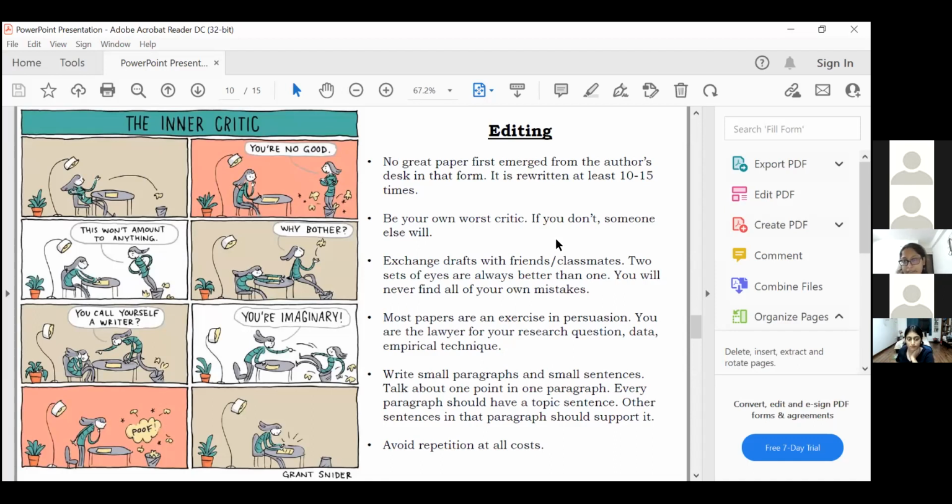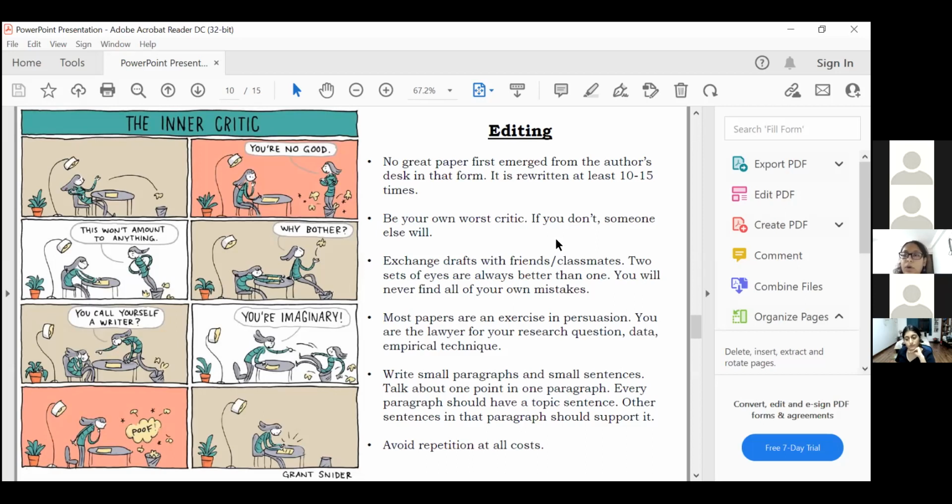Be your own worst critic, because if you are not your own worst critic, someone else will be. So edit your paper liberally. One good way to do that is make a supportive friend or a classmate who is going to be your critic, and you can be that person's critic. And you'll see that two sets of eyes are always better than one. You may not always find all of your own mistakes, but your friend will find your mistakes and you will find your friend's mistakes. As you go forward in your career, you'll find other people who you can send your drafts to, who will give you feedback on your work. So always get someone supportive to help out.